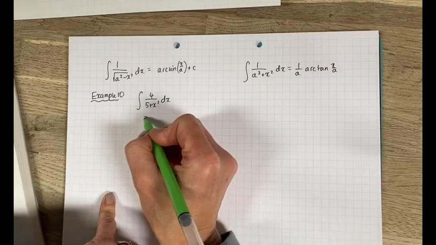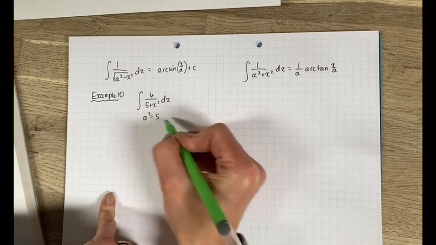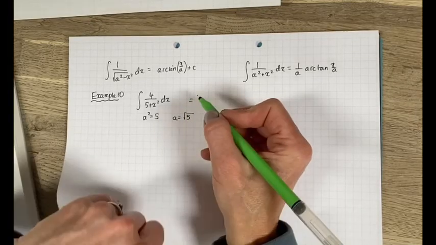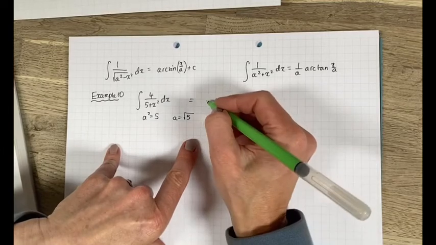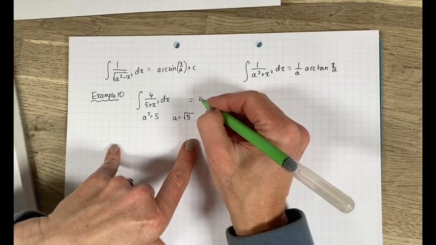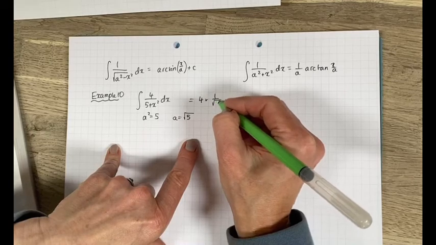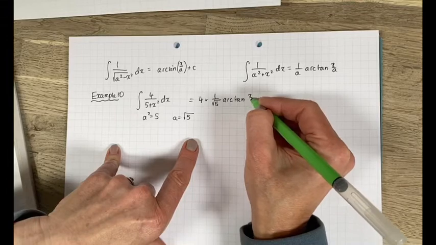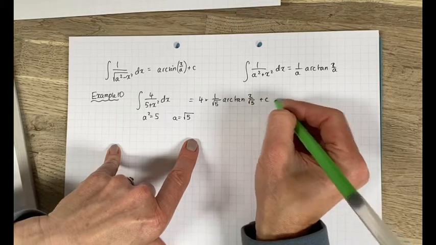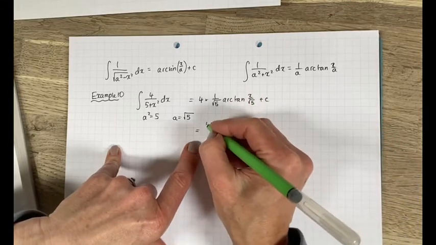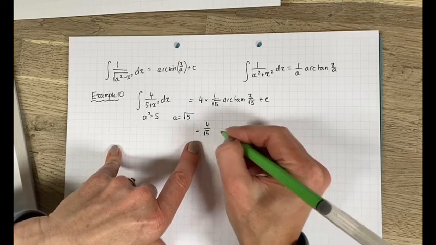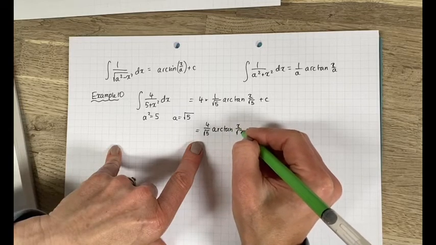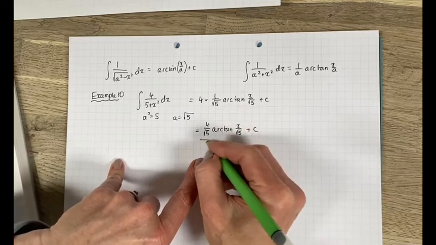So from this example, you can see that a squared is equal to 5, so a is going to be the square root of 5. So that will go to 1 over, so we've got 4 on the top, so it's 4 times 1 over square root of 5 arctan x over root 5 plus c. So obviously we may write the coefficient, you can rationalize the denominator as well if you prefer, but I'm going to leave it like that.